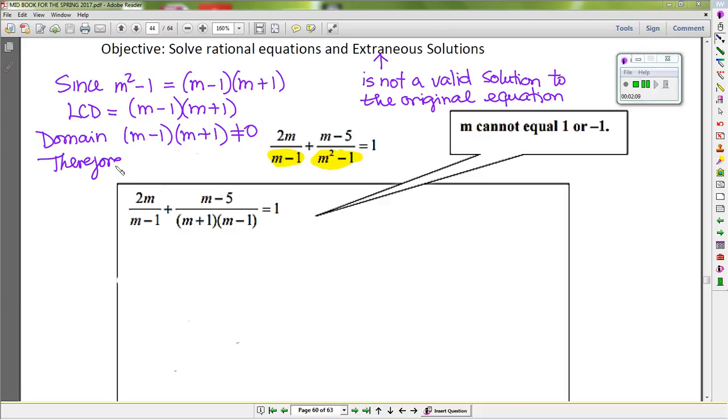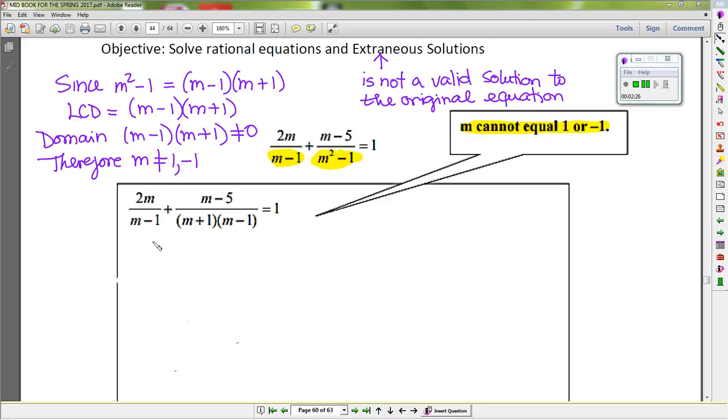Therefore m cannot be equal to 1 or negative 1. So I make a note right here for you. If at the end you solve this equation and you get the answer m equals 1, you don't want that. Okay, so now we have the LCD.